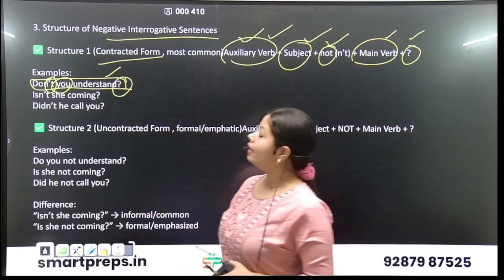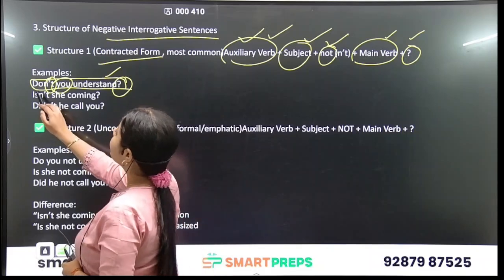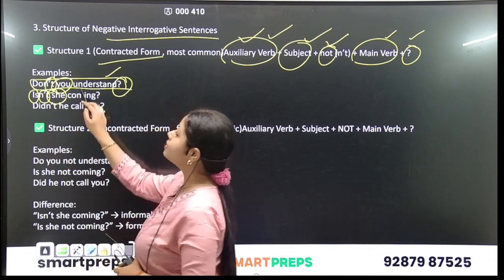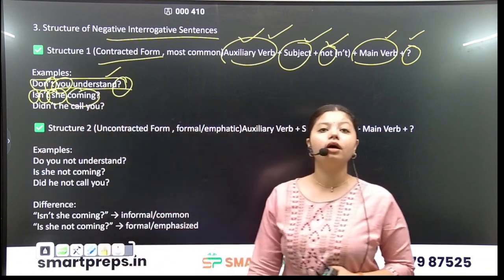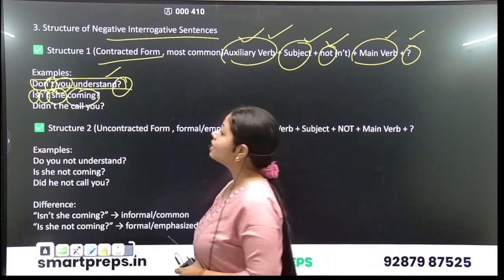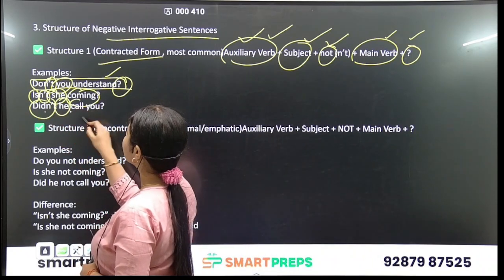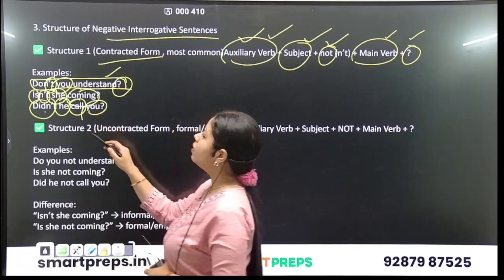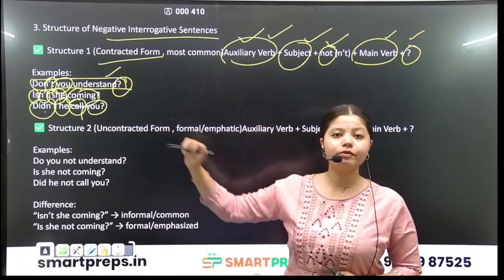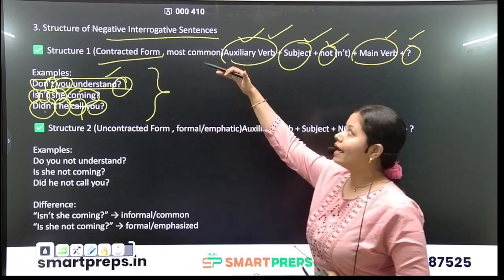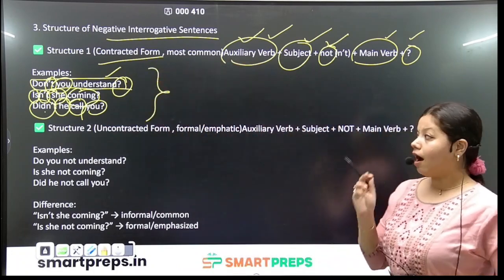Again, isn't she coming? Here is plus not. She is the subject. Coming is the main verb along with the question mark. Didn't he call you? Did plus not. He is the subject. Call is the main verb. You is also the object, question mark. So that is how the structure of negative interrogative sentences is formed.